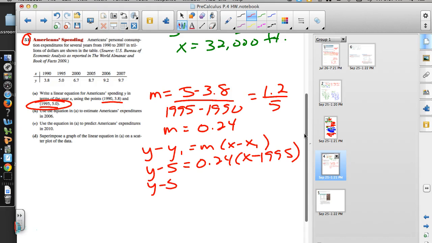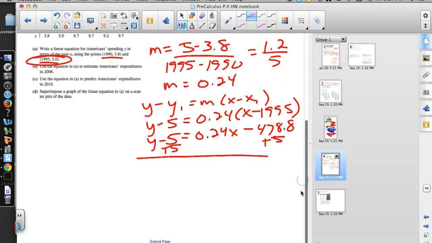So what we'll have to do is distribute that little 0.24, so we need 1995 times 0.24, and that's going to give us 478.8. And then we have to add 5 to both sides. So y will equal 0.24x. And if we add 5, basically because this is a negative, really what we're doing is just taking the 5 from that position. So 473.8. So that is part A to number 51. We've got a ways to go here.